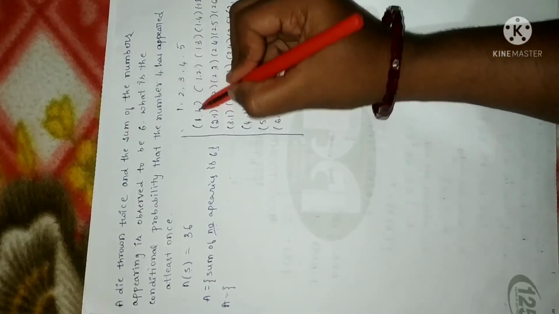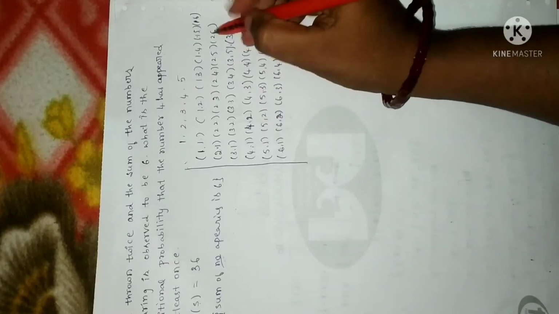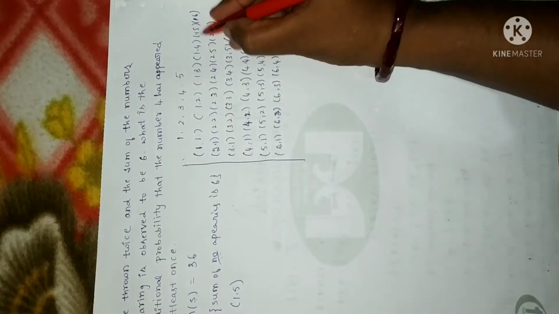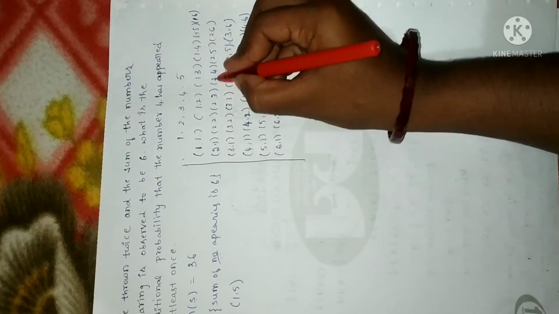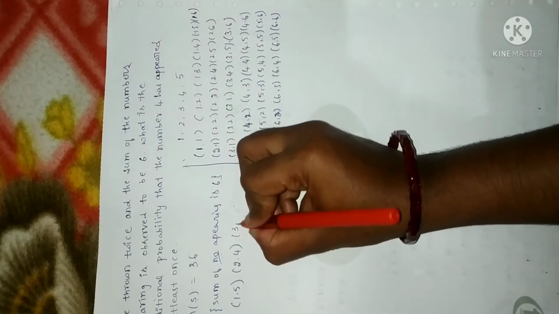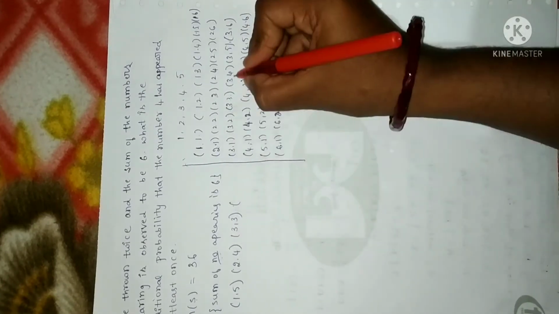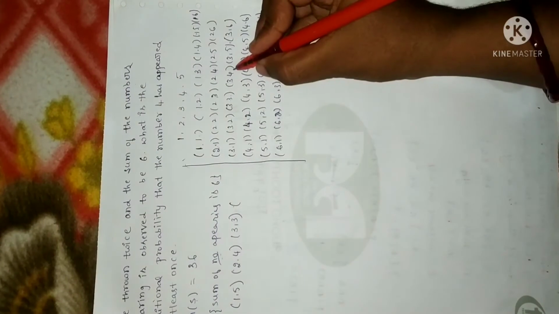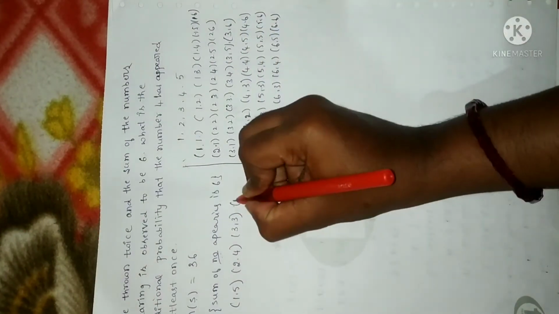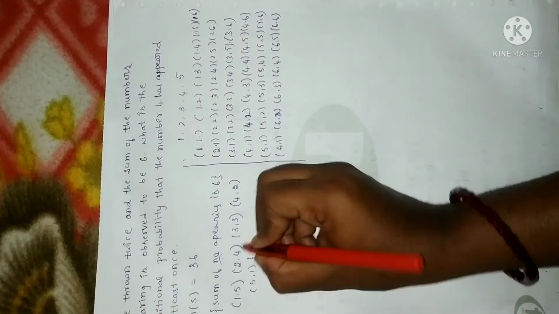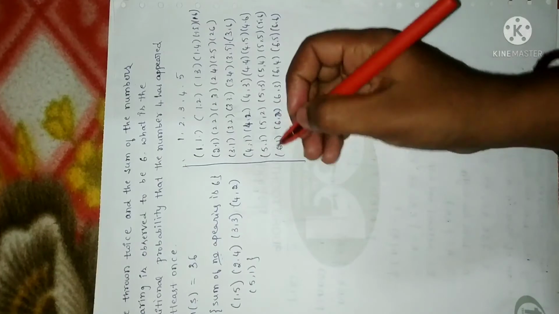Check here. 1 cannot be 6. So, 1 plus 5. See here, 1, 5 will be 6. So, I'll just write here 1, 5. Next possibility is 2, 4. 4 plus 2 is 6. Similarly, 3 plus 3 is 6. Similarly, 3 plus 4 is 7, right? So, we cannot choose it. So, we cannot take 3, 4. Next is 4, 2. 4 plus 2 is 6. Next is 5, 1. Right?